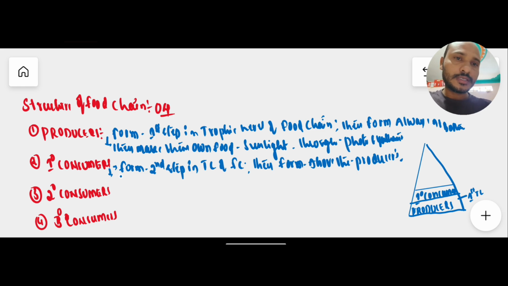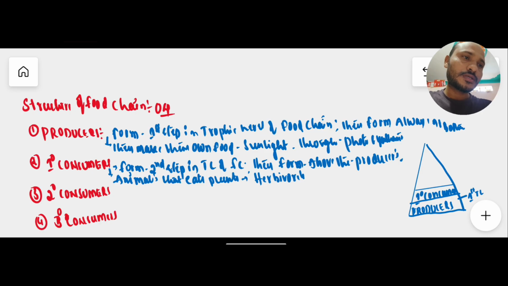The primary consumers include animals that eat plants. If any animals eat plants, such animals are called herbivores. So primary consumers generally include herbivores, and they form the second step in the trophic level of the food chain.